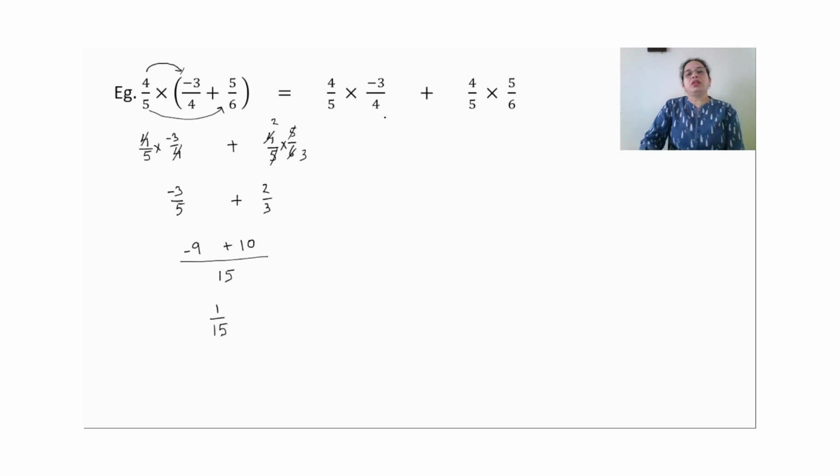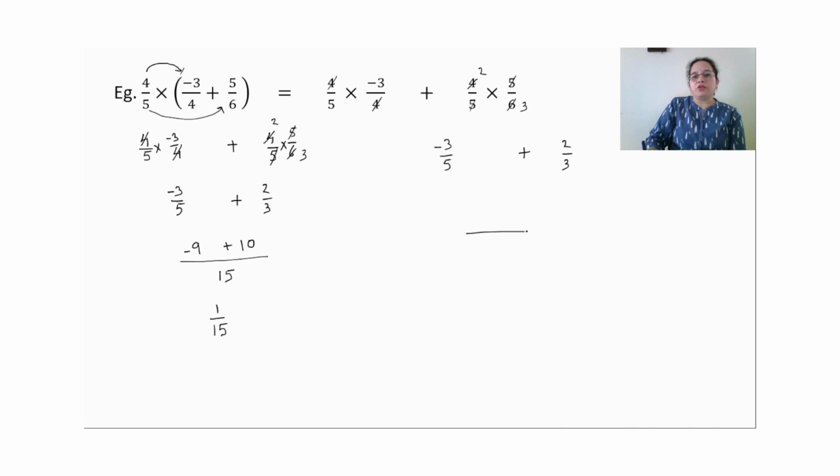Now we will solve this right hand side part. So here for multiplication of rational numbers, we can cut this 4 and 4. So what is left here? Minus 3 upon 5. Then plus sign. Here also this 5 and 5 we can cut. So what is left? Again this also we can cut. 2 2s are 4, 2 3s are 6. So this is 2 by 3.